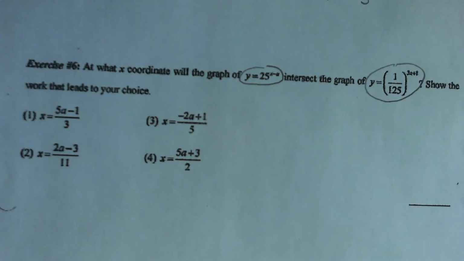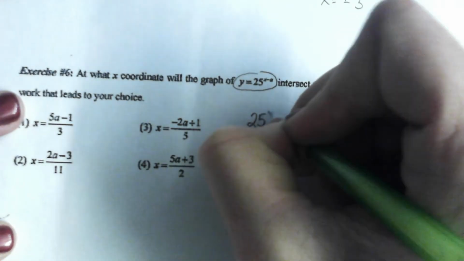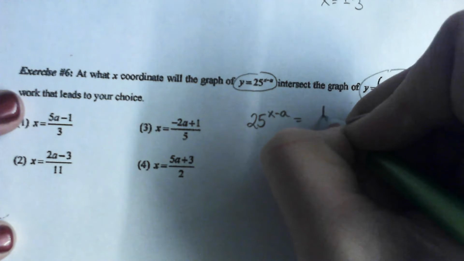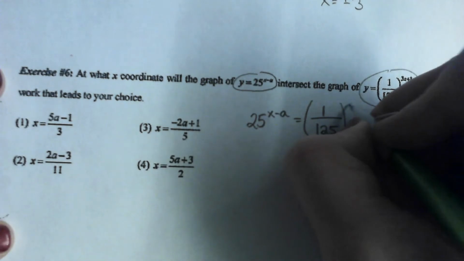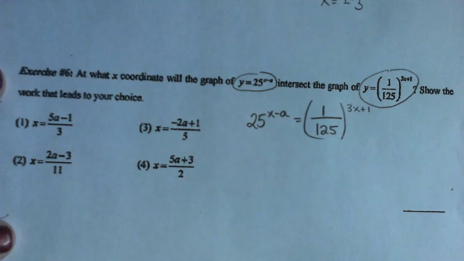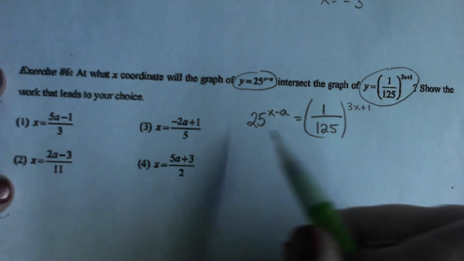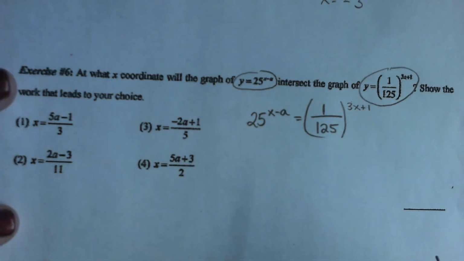So when you're looking for where two graphs intersect, this is otherwise known as a system. Oh, you are on fire. Good job. Otherwise known as a system. So this is an easy system because they're both y equals already, so we can just set them equal to each other. 25 to the x minus a equals 1 over 125 to the 3x plus 1. Get a common base on both sides, so how can I rewrite my 25, Eric?